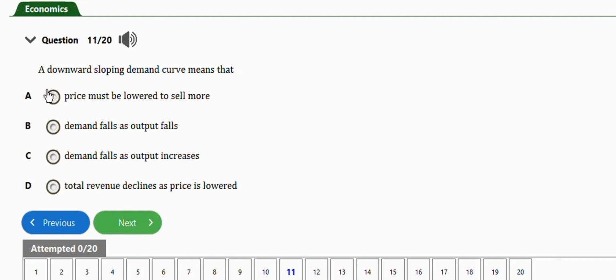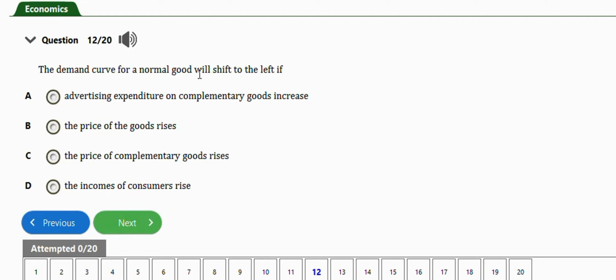Next question, it says a downward sloping demand curve means that price must be lower to sell more, demand falls as output falls, demand falls as output increases, demand revenue declines as price is lower. The right answer is option A, price must be lower to sell more. So that's it for this question. Next question, it says the demand curve for a normal good will shift to the left if advertising expenditure on complementary goods increases, the price of the goods rises, the price of complementary goods rises, the income of consumers rises. The right answer is option C, the price of complementary goods rises.